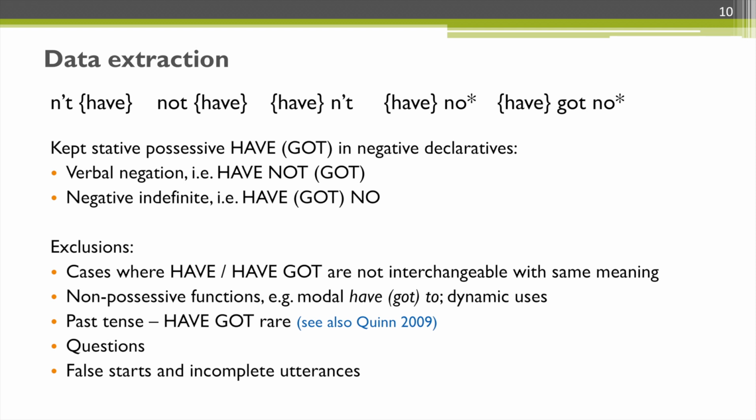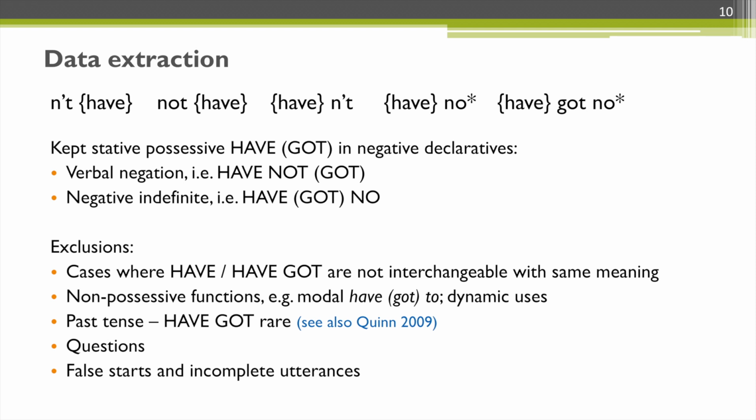To extract all those 9 alternatives I mentioned, I used this series of search terms where the braces indicate any form of have, so it could be contracted or spelled out in full, and kept all instances of stative possessive have or have got in negative declaratives. These are examples of verbal negation like have not got or have not, and the negative indefinites like have no or have got no.